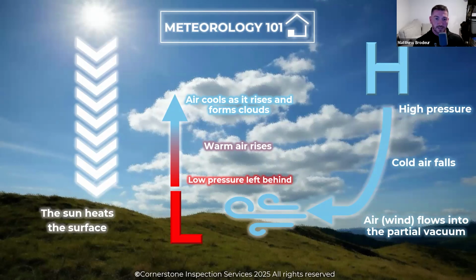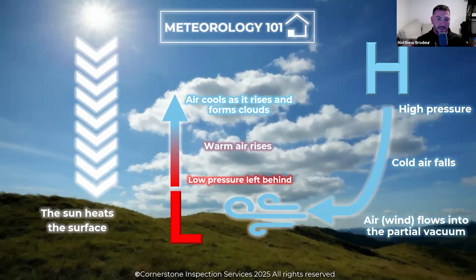So you can see here in this chart, the low pressure gets left behind when the warm air rises. As it cools, it rises and forms clouds. Now, when it happens over an ocean, that warm air is going to have with it water droplets or even just vapor that's warm. And so that's going to create a lot of instability. So the high pressure from the colder air up high aloft falls and it flows into the partial vacuum left behind by that warm air when the warm air rose.